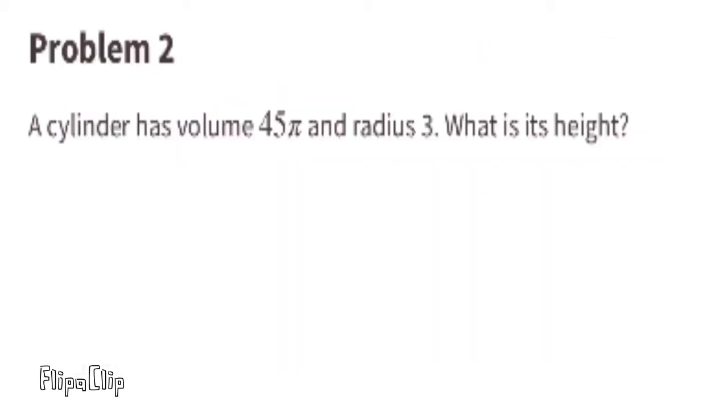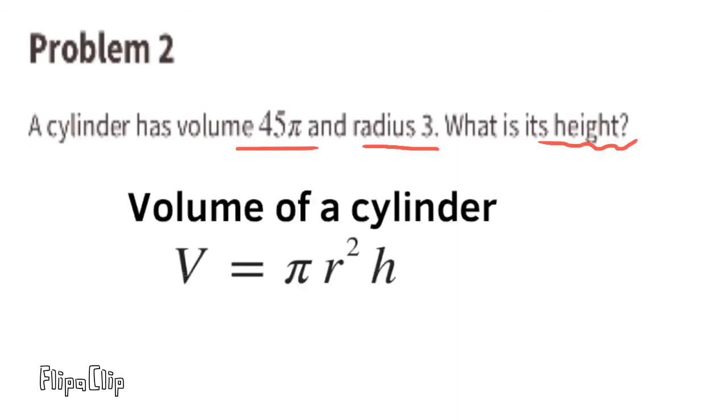Problem number 2. A cylinder has volume 45 times pi and radius 3. What is its height? We can use the volume of a cylinder and the information they gave us to help figure out the height. Volume equals pi times r squared times the height.